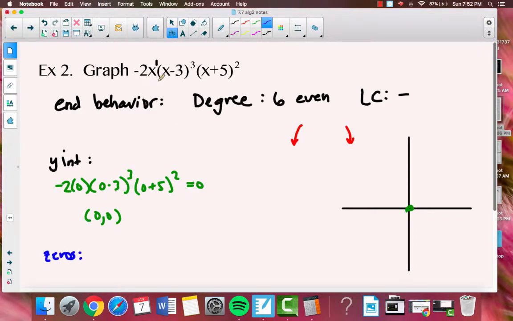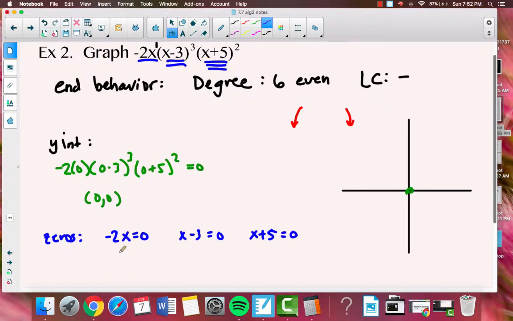So this is already in its factored form, so we just need to set each thing equal to 0 to figure out where it's going to hit the x-axis. So I'm going to set negative 2x equal to 0, x minus 3 equal to 0, and then x plus 5 equal to 0, and I'm going to solve each of those separately. So I'm going to get, for the first one, when I divide by negative 2, I get x equals 0. Here, when I add 3 over, I get x equals positive 3. And then when I subtract 5 over on this one, I get x equals negative 5.